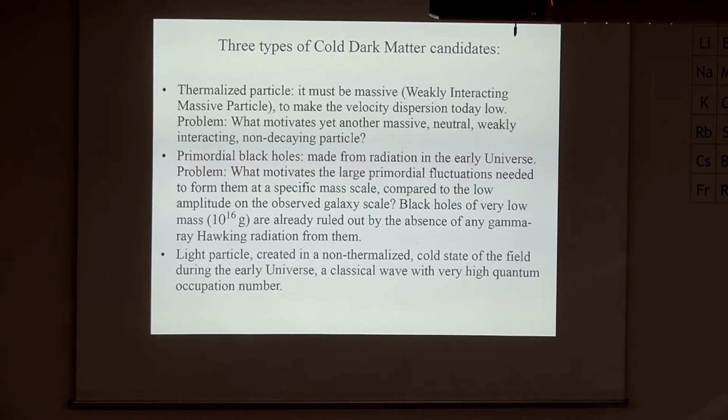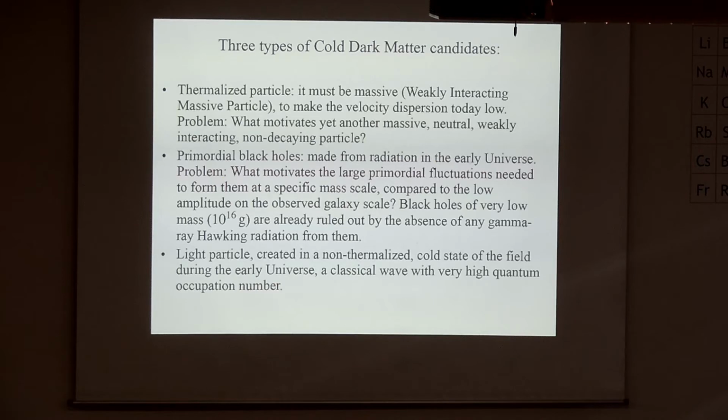They'd be made from radiation in the early universe, just collapse if you have these high amplitude fluctuations in small scales. But you can ask also what motivates the large primordial fluctuations that will be needed to form them at a specific mass scale, compared to the low amplitude we observe on large galactic scales, which make galaxies collapse? You have to have much higher amplitude at some small scales. And then if you go to even smaller scales, we know that at masses 10 to the 16 grams, there's very few black holes, because if they were there, they would be evaporating through Hawking radiation, and this would be detectable as gamma rays in the universe, and we don't see any of that. So it has to be that you make black holes at some scales between galaxies and these small 10 to the 16 grams, and again, you can make models, but it's not motivated by anything else than saying, oh, I want to explain dark matter.